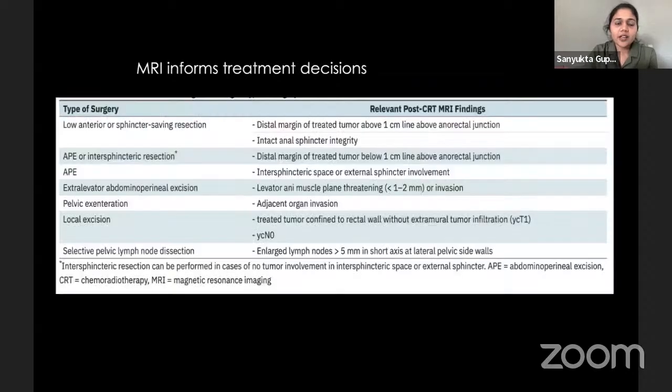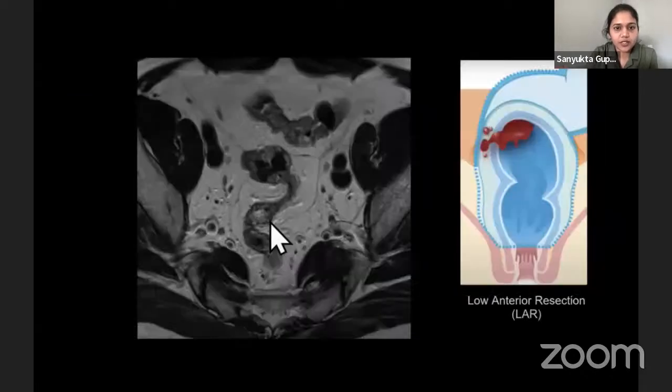So basically, MRI informs the treatment decisions and the type of surgery. If it's a low anterior resection, the distal margin of the treated tumor should be above 1 centimeter above the anorectal junction. Here on MRI, we can define where the anorectal junction is and where the distal margin of the treated tumor is. Accordingly, the treatment decisions are made. Whether the patient has to undergo an APR, extralevator APR, pelvic exenteration, or can undergo a local excision and selective pelvic lymph node dissection.